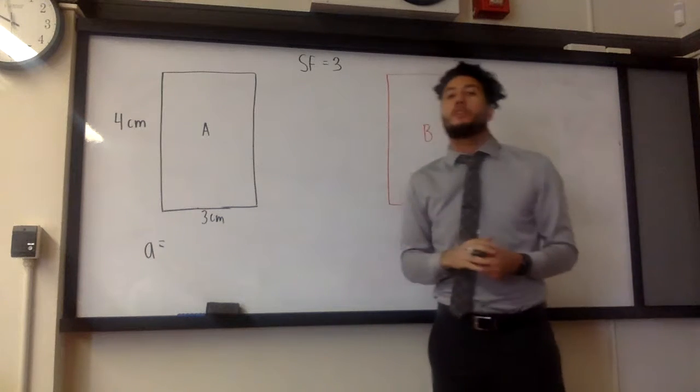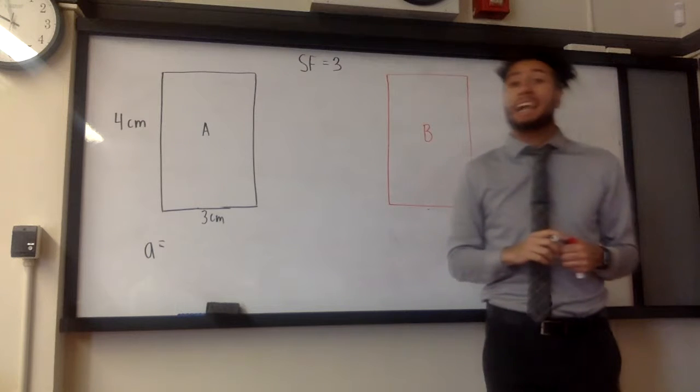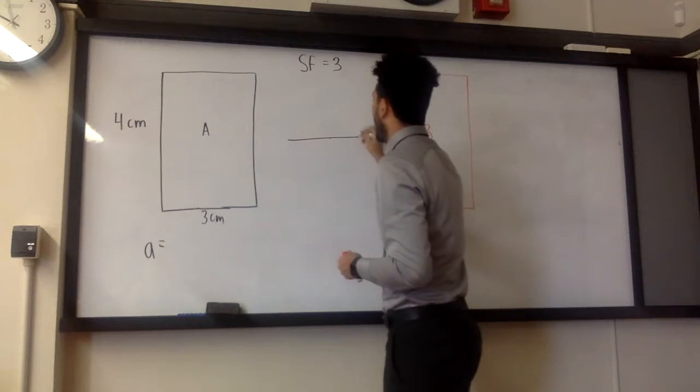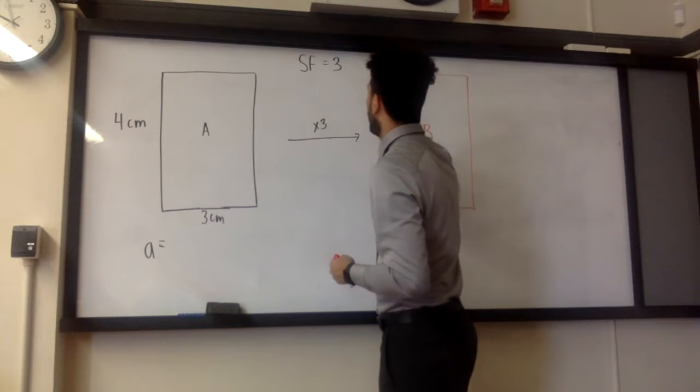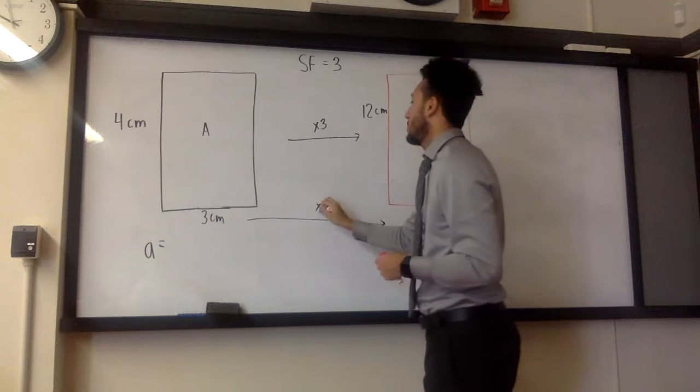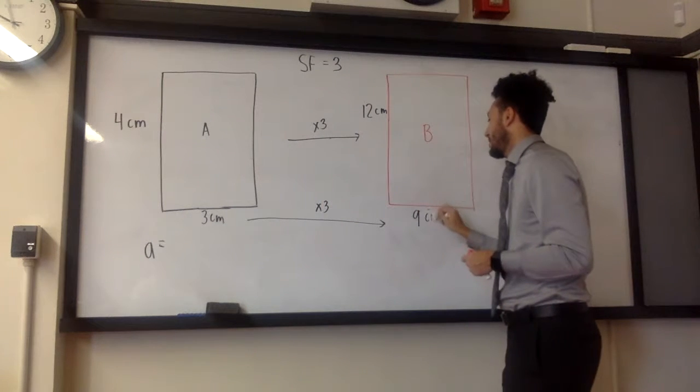When I have a scale factor of 3, I am multiplying all of my side lengths by 3. In other words, my length of 4 centimeters will be multiplied by 3 in order to get me to 12 centimeters. My width of 3 centimeters is going to be multiplied by 3 in order to get me to 9 centimeters.